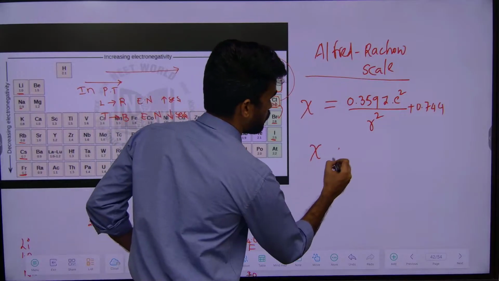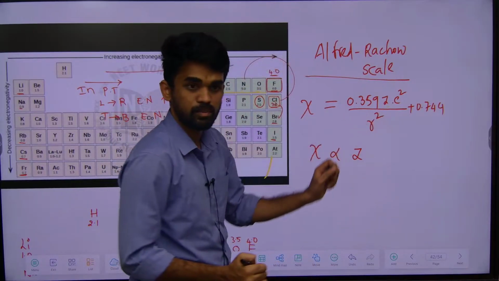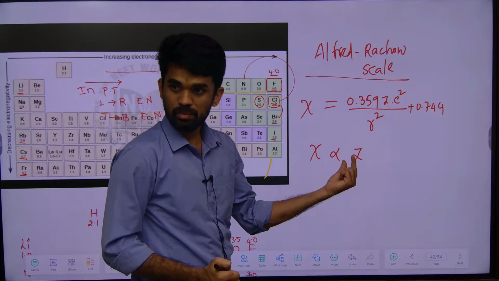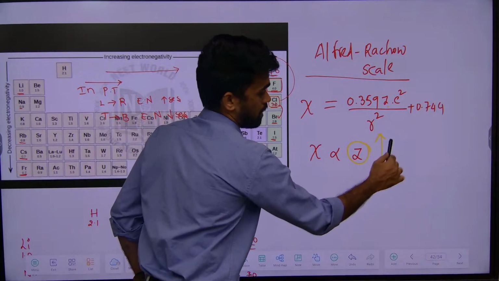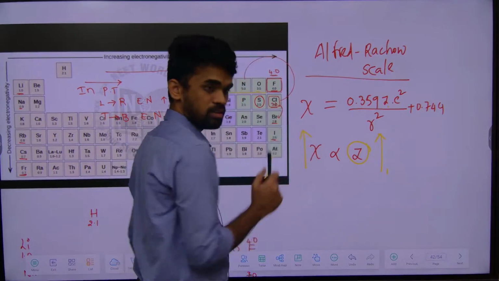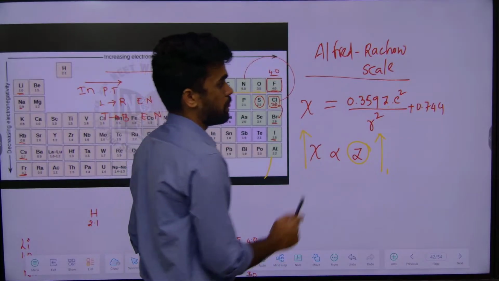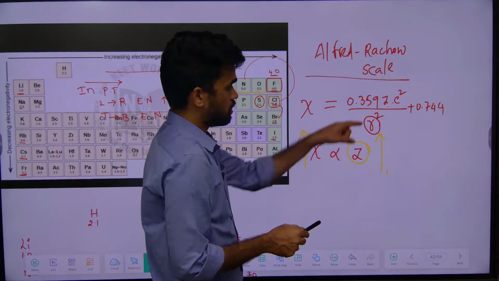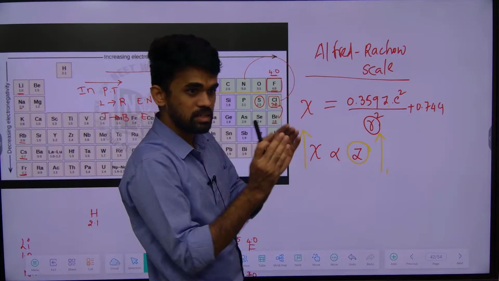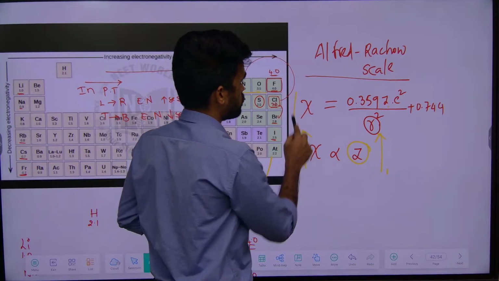Chi is directly proportional to Z. Z means atomic number or nuclear charge, can we say? The higher the nuclear charge, the greater the electronegativity. Next, the radius is there below. How is it related? Inversely related. Bigger size, smaller radius. Okay, so this is one more scale.